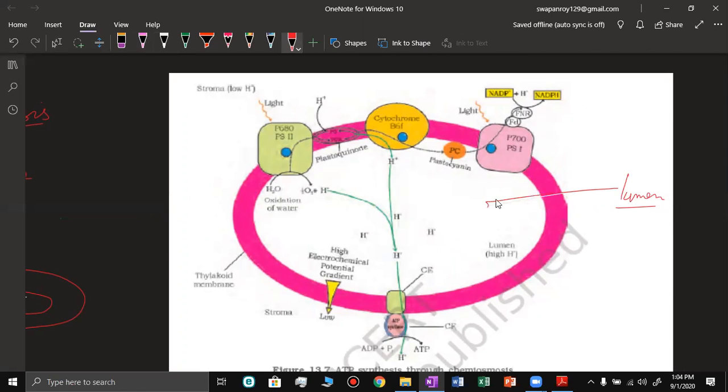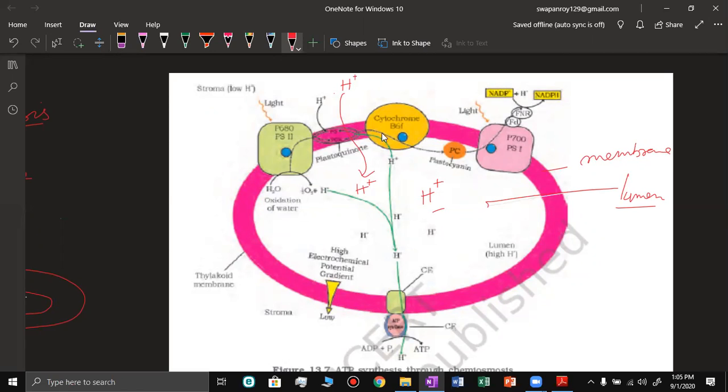This is the lumen of the thylakoid membrane, and this one is the actual membrane of the thylakoid. During the light reaction, what happens? In photolysis, protons are produced. Protons are also transported from the stroma to the lumen. This is the stroma side and this is the lumen side.